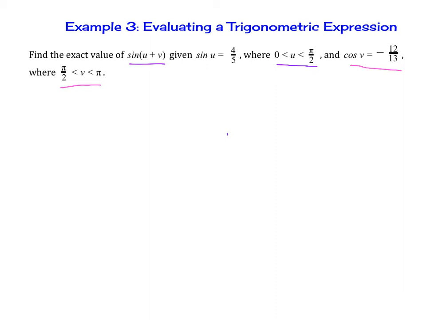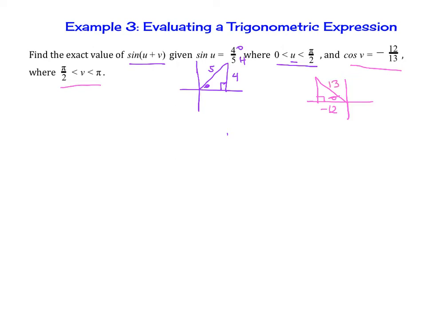So let's start with sine of u, that is in quadrant 1, because u is between 0 and pi over 2. So when you draw our triangle, sine is opposite over hypotenuse. So opposite is 4, or y value is 4, and the hypotenuse is 5. And then for cosine of v, that is in quadrant 2 here. And so we know that negative 12, that is our x value, or the adjacent, over the hypotenuse, 13.